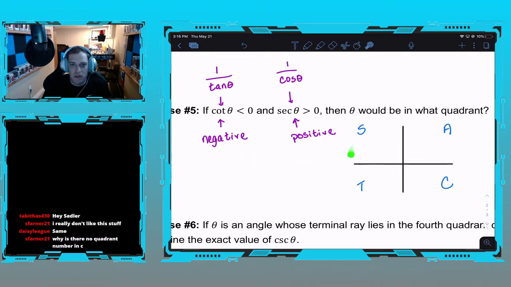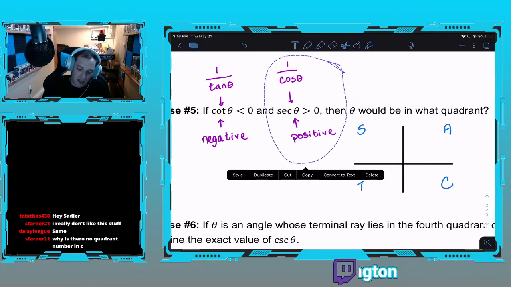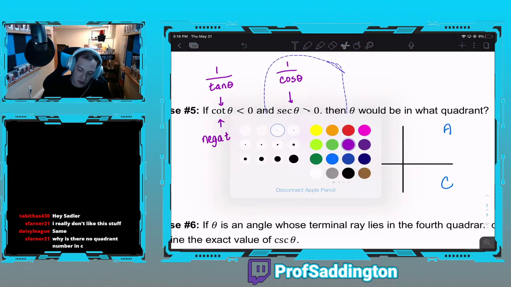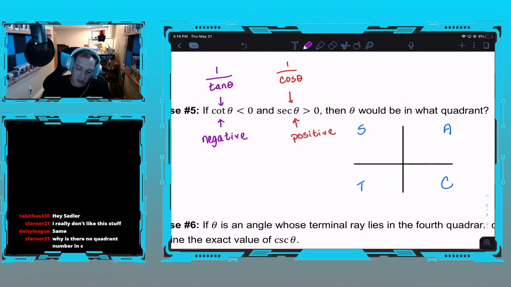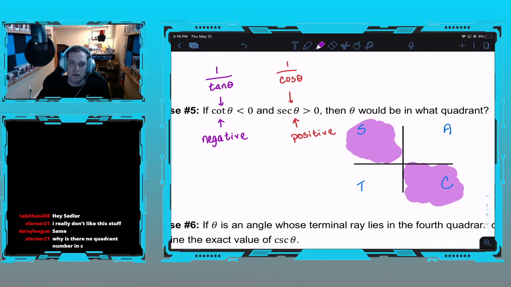So we have to come over here and figure out which quadrants the tangent is negative in. Well, tangent can be negative, and I'm going to color code this to make this a little bit easier for you guys. I'll just change that to red. So tangent is going to be negative in this quadrant because only sine is positive there. And it's also going to be negative in this quadrant down here because only cosine is positive.